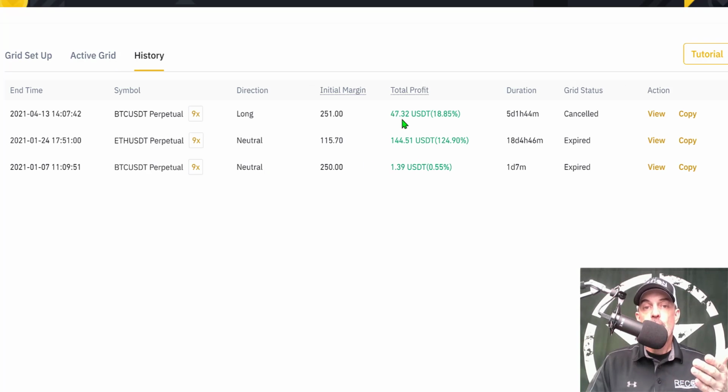Now it shows up with my other grid bots that I had deployed in the past. After fees and everything, it looks like my total profit came to $47.32, or just shy of 19%. For a 5-day run, I'm actually pretty happy with that. That's just short of 4% per day, and I really didn't have to do anything with this particular bot.